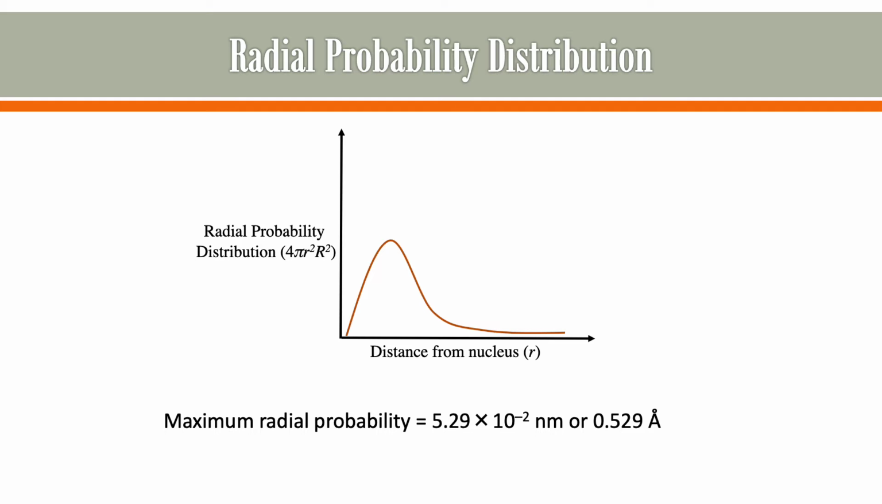Here, the plot shows the probability of finding an electron versus distance from the nucleus. The highlighted area shows that the peak, or maximum radial probability, occurs at a distance of 5.29 times 10 to the negative 2 nanometers, or 0.529 angstroms from the nucleus. This means there is a 90% probability of finding an electron somewhere around 0.529 angstroms from the nucleus.